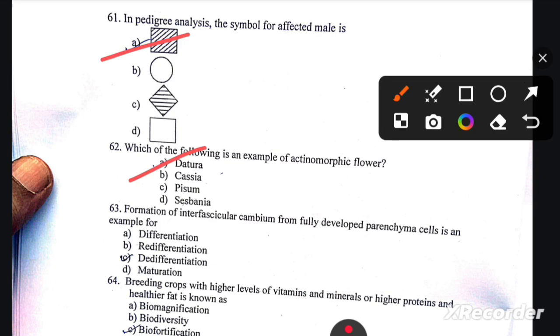Correct answer is option C. Next question, breeding crops with higher levels of vitamins and minerals or higher proteins and healthier fat is known as biofortification.